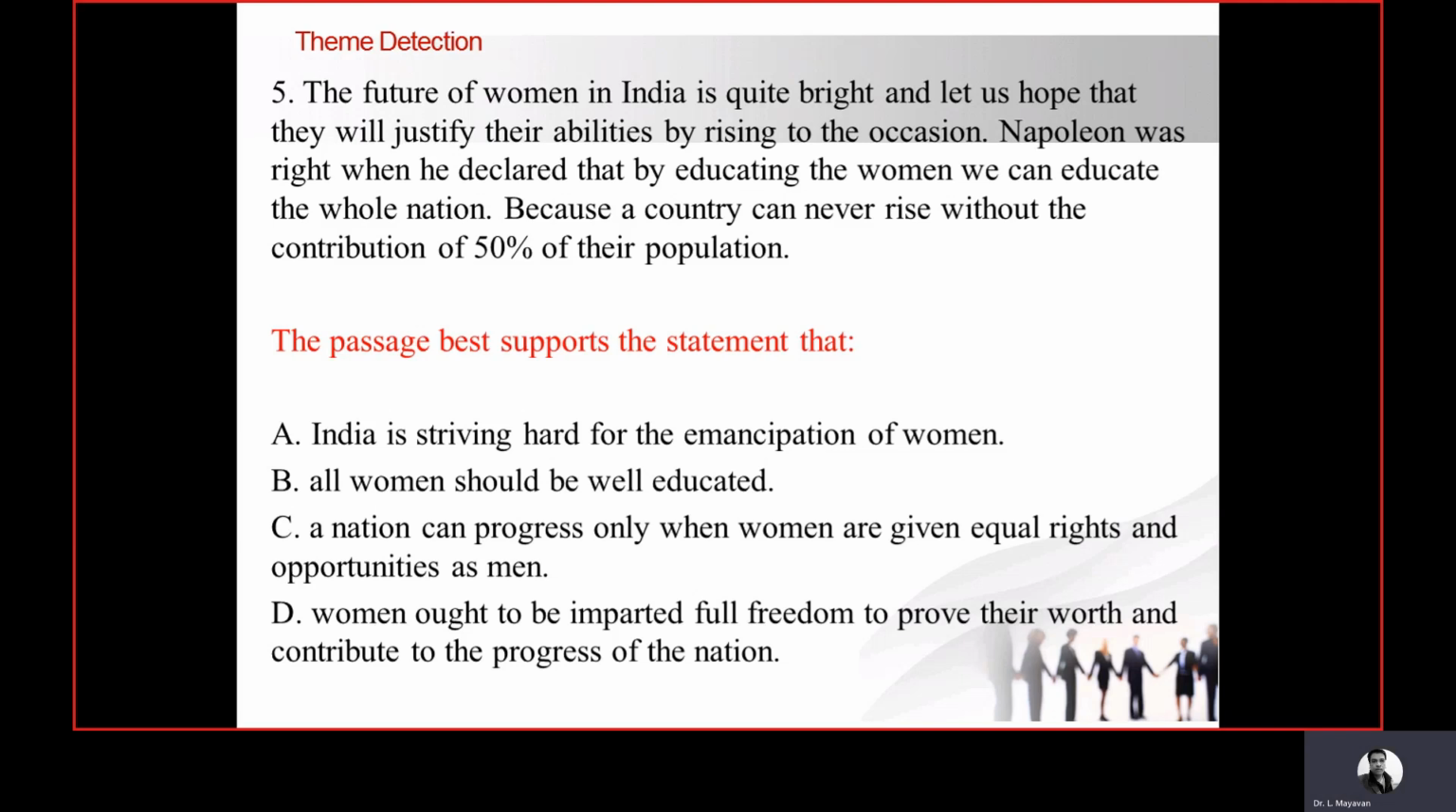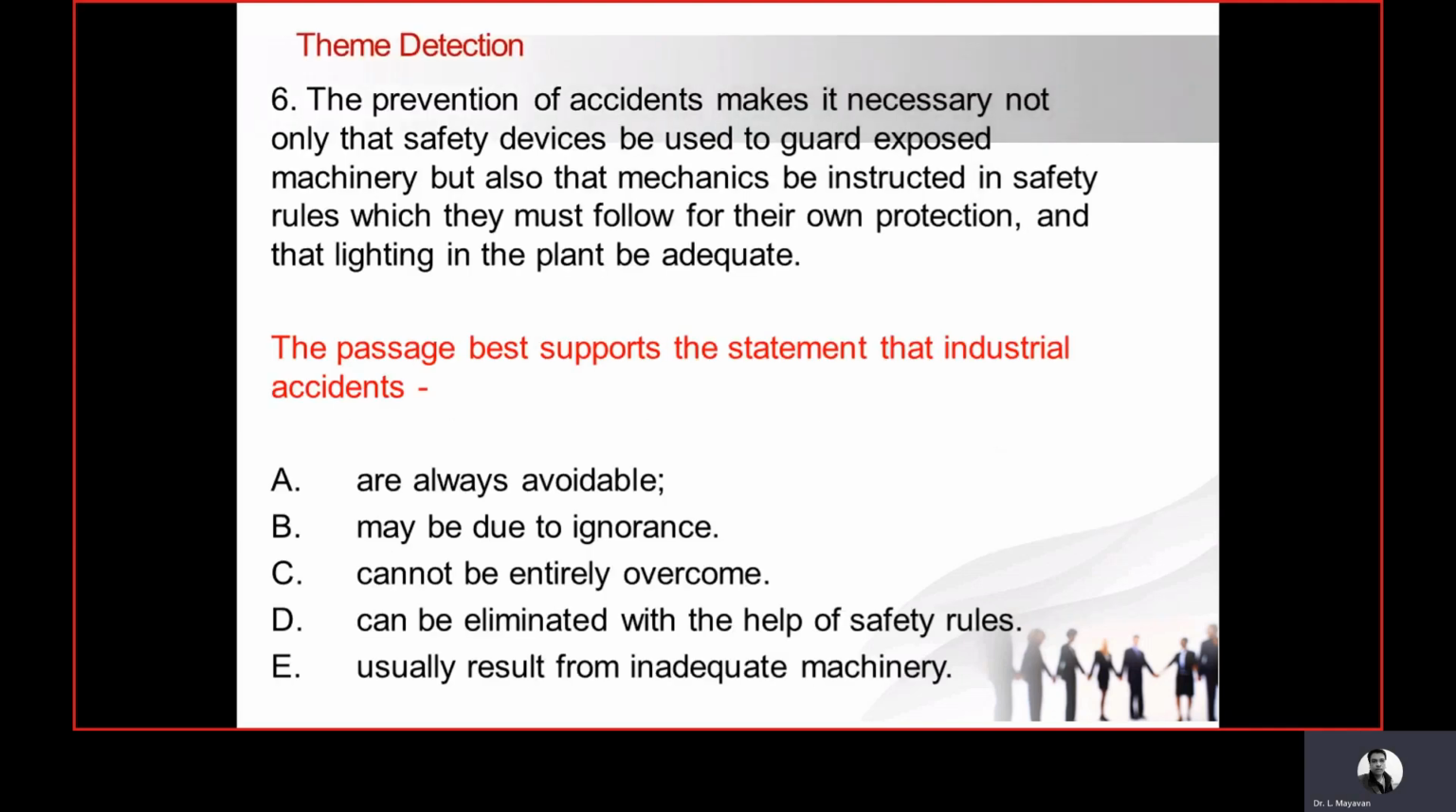Women are to be imparted full freedom to prove their worth and contribute to the progress of the nation. That's right. That is the option which best suits the passage. So option D is the correct option since it relates to the theme from the passage. Okay, option D is the right one. Now you can work out the sixth one.